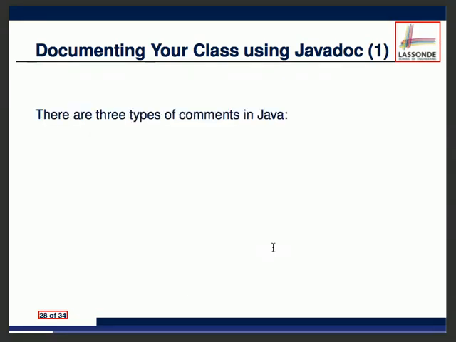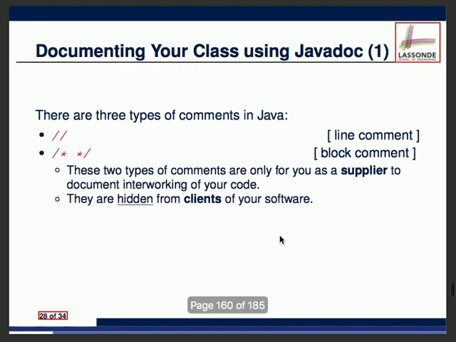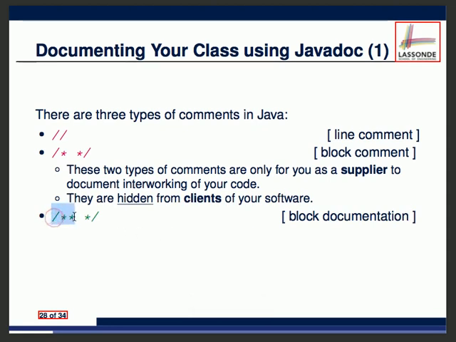First of all, there are 3 kinds of comments in Java. I'm sure you have seen the first 2. If you just want one line of comments, you use double slash. If you want a block comment, you can use slash star and star slash. That's how you do the longer comments. Now, be careful. If you have 2 stars after the forward slash, that means you're trying to document your code for any potential user or client of your code.